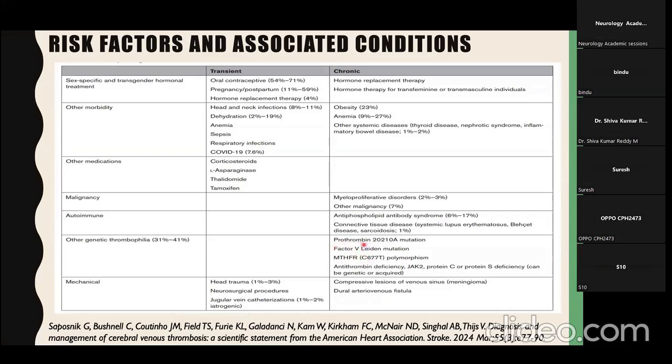So here the genetic mutations: prothrombin 20210A, factor V Leiden mutation, methylene tetrahydrofolate reductase polymorphism, protein C and protein S deficiency, JAK2 mutations, antithrombin deficiencies. And any compressive lesions on the venous sinuses like meningioma can also predispose to CVT.